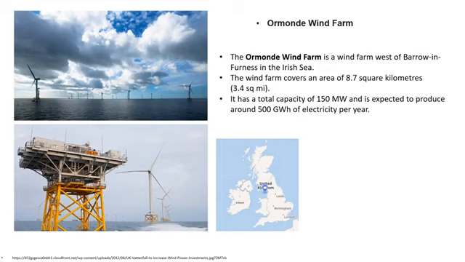Ormonde Wind Farm is another wind farm located nearby the two previously discussed wind farms. This wind farm is located west of Barrow-in-Furness in the Irish Sea. The wind farm covers an area of 8.7 square kilometers and has a total capacity of 150 megawatts and is expected to produce around 500 gigawatt-hours of electricity per year.